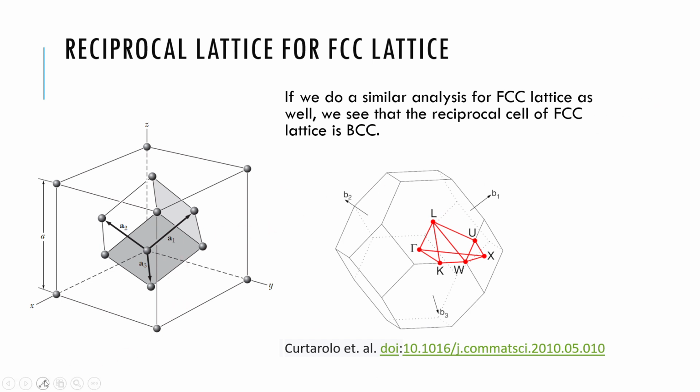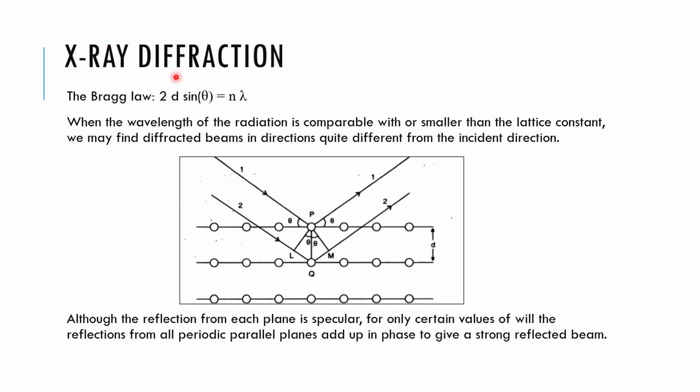Now let's see what X-ray diffraction is. According to Bragg's law, 2d sin theta is equal to n lambda. When the wavelength of radiation is comparable to or smaller than the lattice constant, we may find diffracted beams in directions quite different from that of the incident direction. Here all the incident radiation falls on the crystal planes, and some of it is reflected back. So the path difference, 2d sin theta, is equal to n lambda, where lambda is the wavelength of the X-rays.